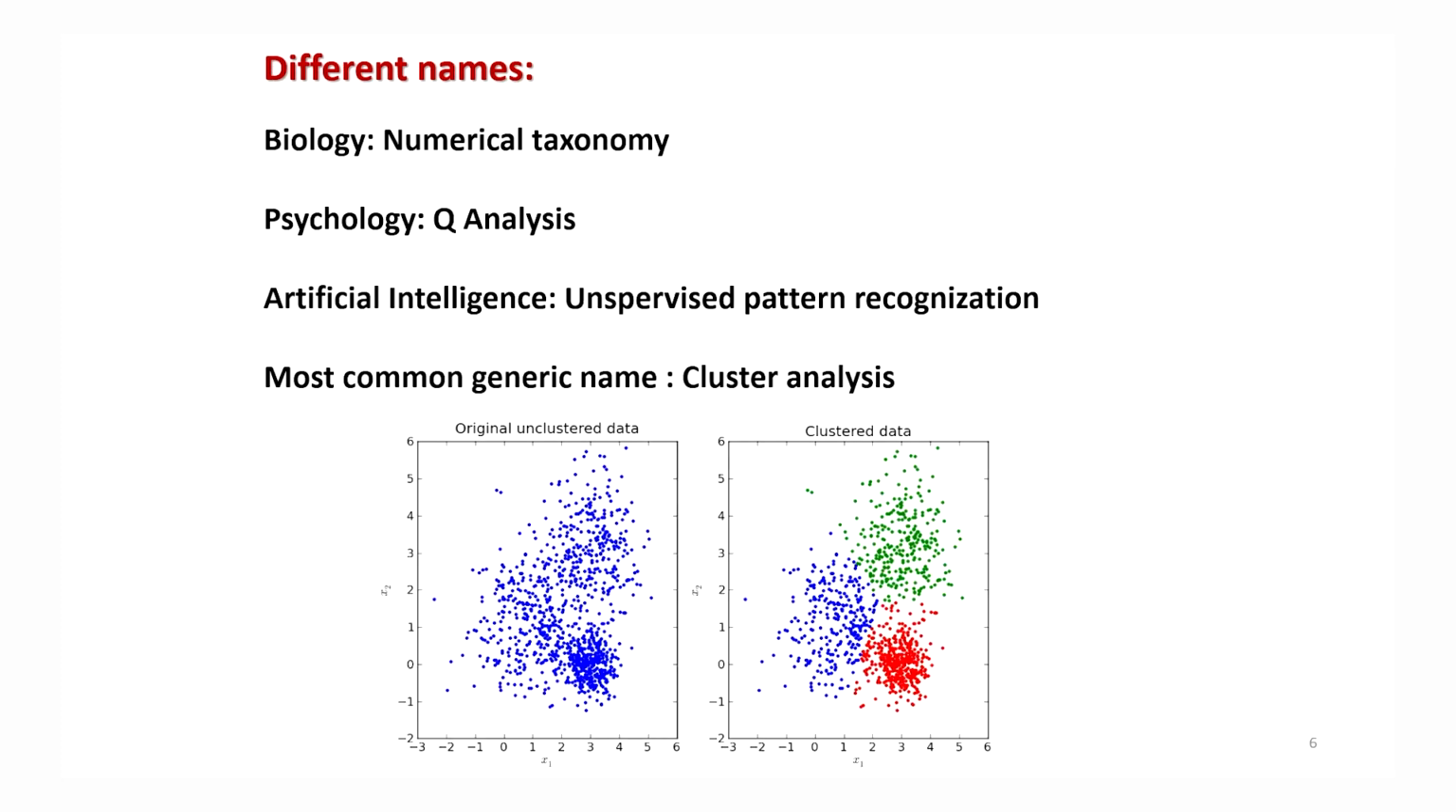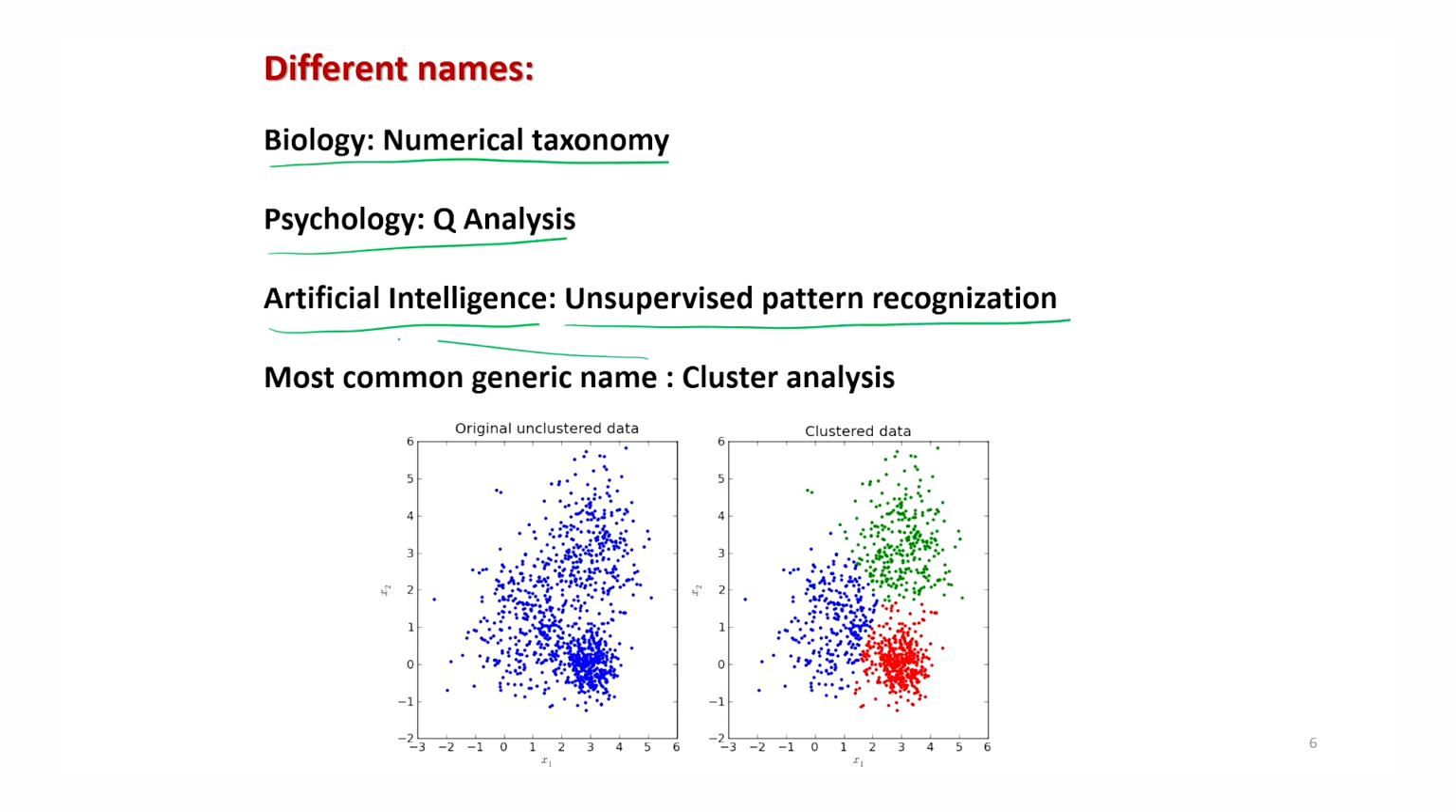And this cluster analysis has different names in different subjects. In biology, this is called numerical taxonomy. In psychology, this is called Q analysis. In artificial intelligence, which is very popular nowadays, this is called unsupervised pattern recognition. And the most common generic name from statistics is cluster analysis.